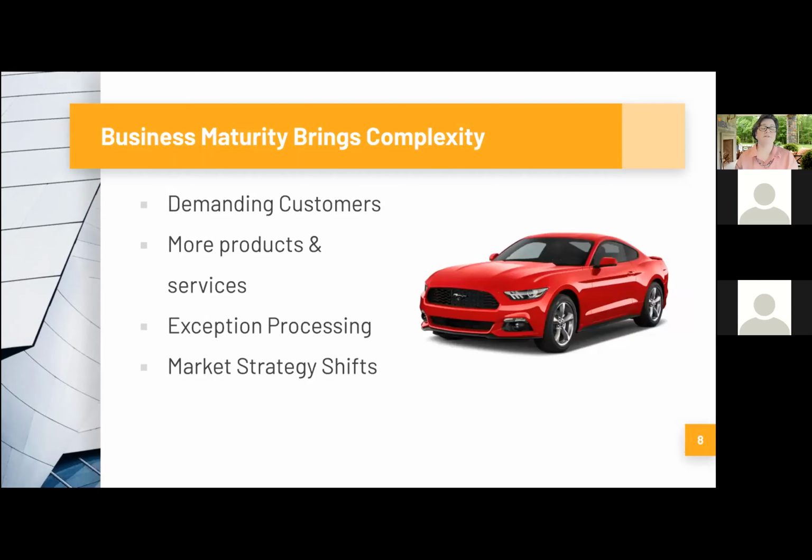But if you're successful as a business, ultimately that business matures and things change. And business maturity brings with it more complexity. You get demanding customers who want a one-off process, and there's this one customer who's bringing in $1 million, and therefore you design something special just for them. You add more products and more services and more ways to deliver those products and services. This is where exception processing starts to come in. We're going to do it this way, except when that happens, otherwise we'll do this thing.